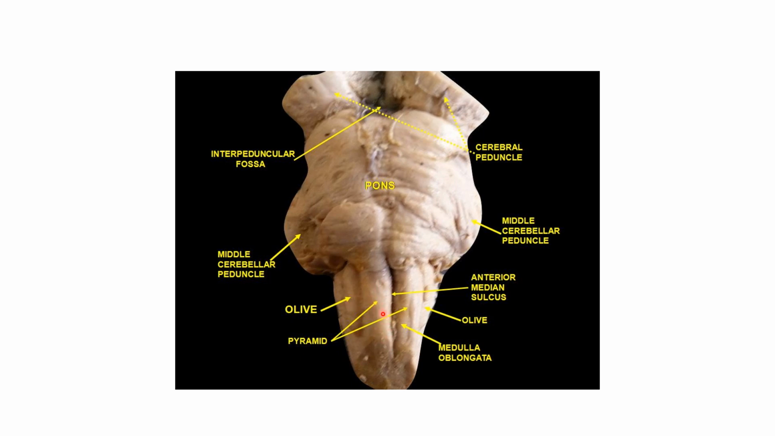Then just lateral to the pyramid, there is one more elevation on both sides, known as the olive. It is made because of the presence of the inferior olivary nucleus, which lies just under the olive. More lateral to the olive, there is the inferior cerebellar peduncle. Try to note these areas; this is very important. Now we move on to the next slide.